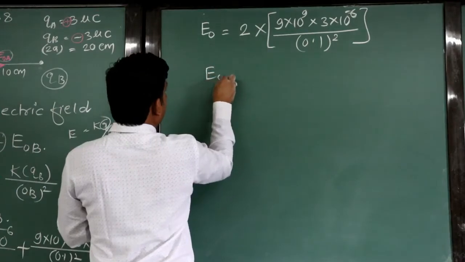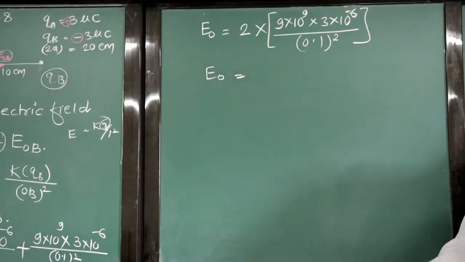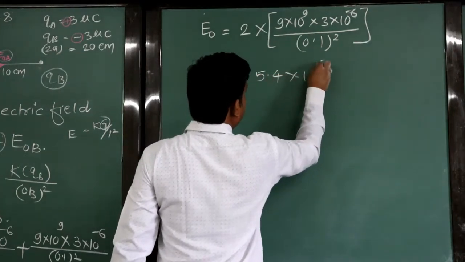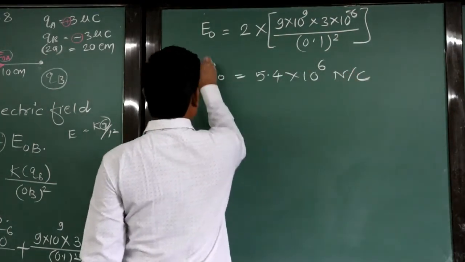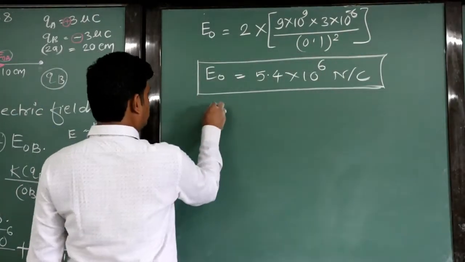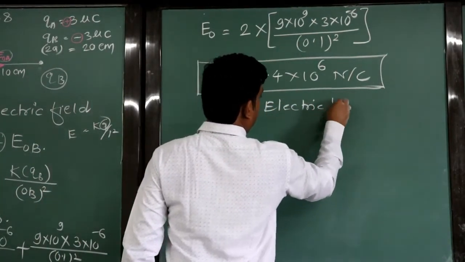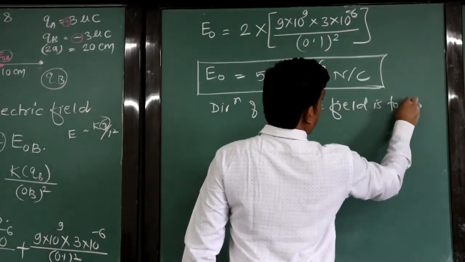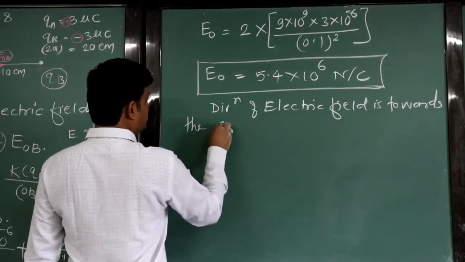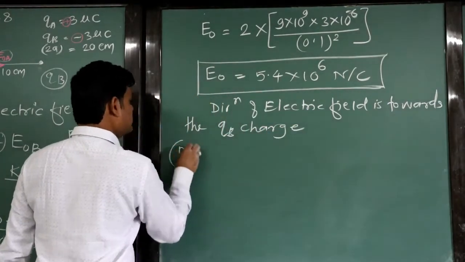After solving this, you will get the answer, which is near about 5.4 times 10 to the power 6 Newton per coulomb, and the direction of electric field is towards the B charge, QB charge, right? The second part we are going to see is very easy.